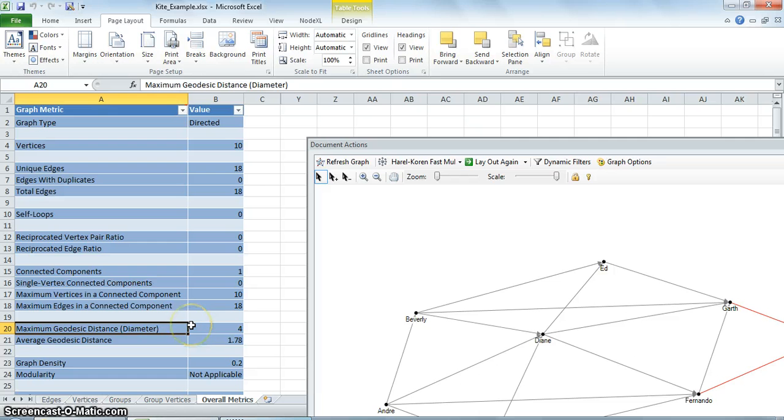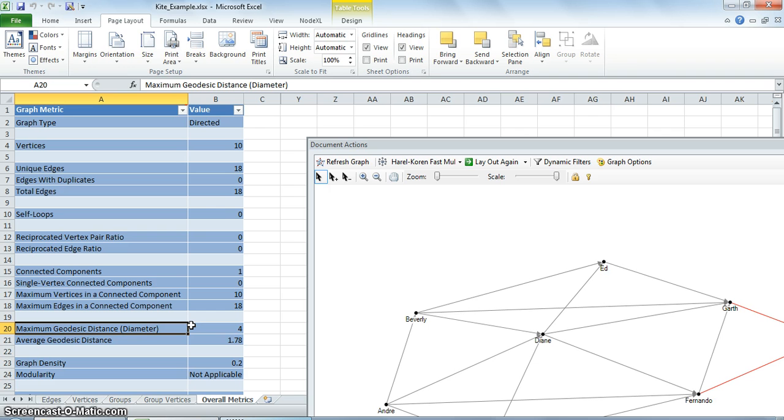The next one is the maximum geodesic distance, which is the diameter. The geodesic distance is the length of the shortest path between two people. If you think of the edges as roads and the vertices as houses, the geodesic distance would be the number of roads someone must take to get from one house to another, assuming that the person is traveling on the shortest path possible. The maximum geodesic distance or diameter of a network is the largest geodesic distance of all, or the distance between the two vertices that are farthest from each other.